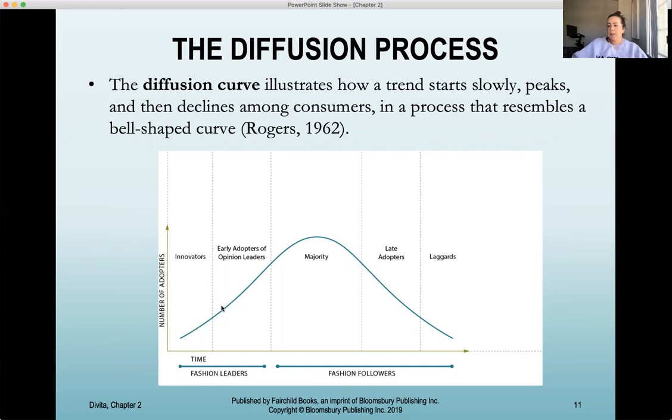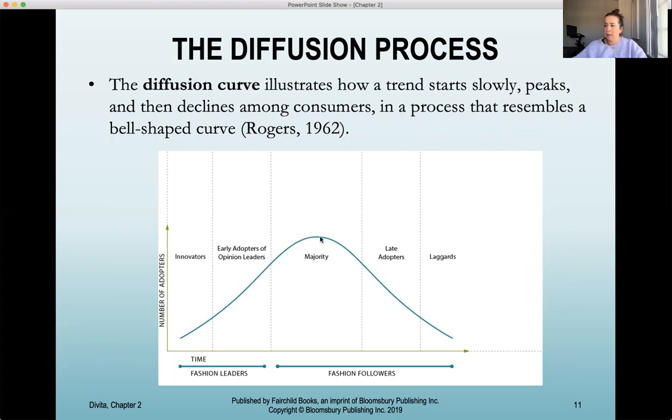It slowly starts to get adopted by our innovators. These are the first people that are seeing the trend. Our early adopters are opinion leaders. So these are maybe influencers, people that lend their opinion on social media. These are like top fashion people. Let's talk about innovators like designers, fashion people that work in fashion publications, stuff like that. The early adopters and the opinion leaders are more like influencers, people that really have an opinion and lend those opinions to others. Then it peaks.